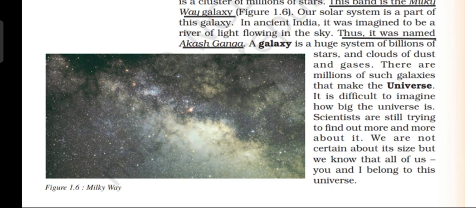Now, in olden times, it was believed that there is a river of light flowing in the sky, and that is why the Milky Way was also known as Akash Ganga. So people believed that there is a river of light in the sky, and hence they called it Akash Ganga. Akash Ganga is the second name for the Milky Way Galaxy. And our solar system is a part of the Milky Way or the Akash Ganga.